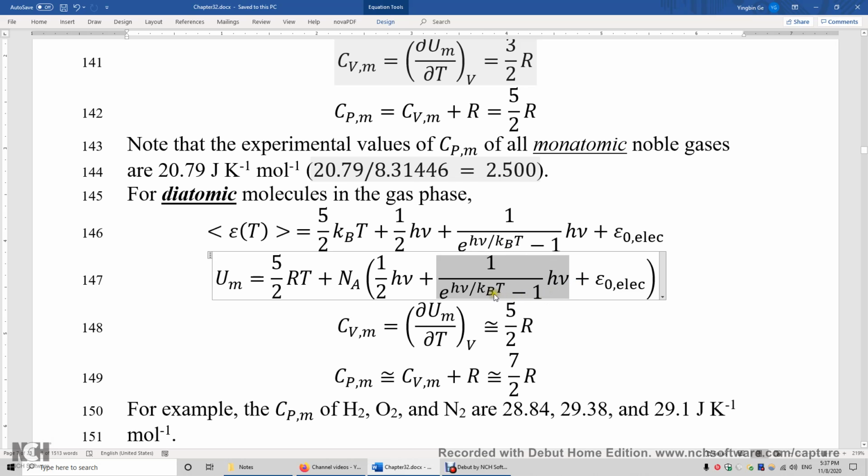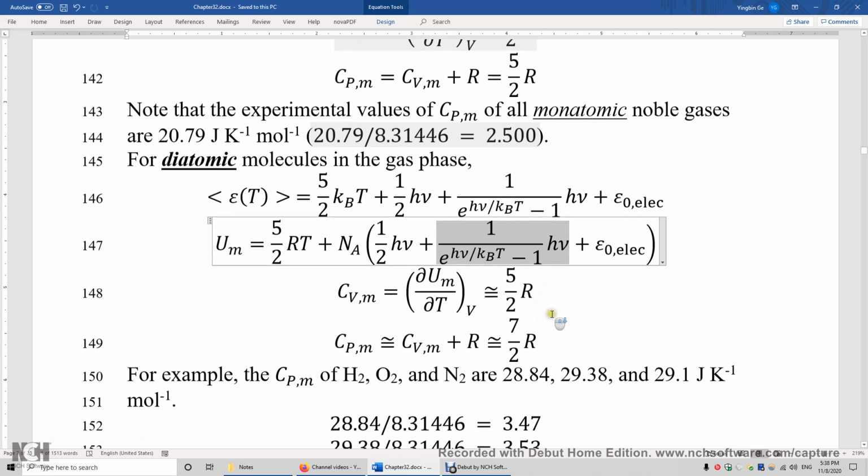temperature. When the temperature is really high, indeed, this part will depend on temperature. I think this term is going to be approximately kBT when the temperature is really high. And kBT times N sub A, you get RT. So when temperature is really high, you need to include this term over here. And then CVM is going to be 7/2 R when the temperature is really high.